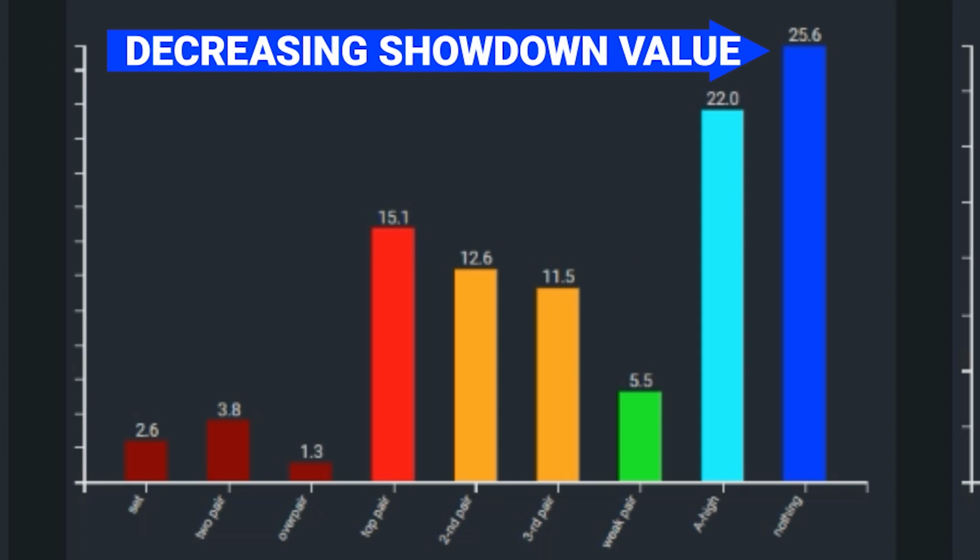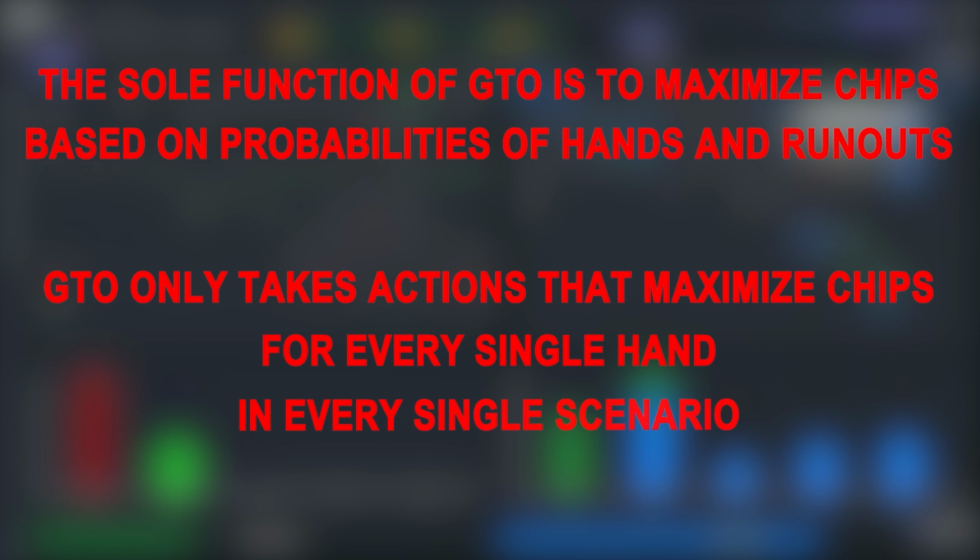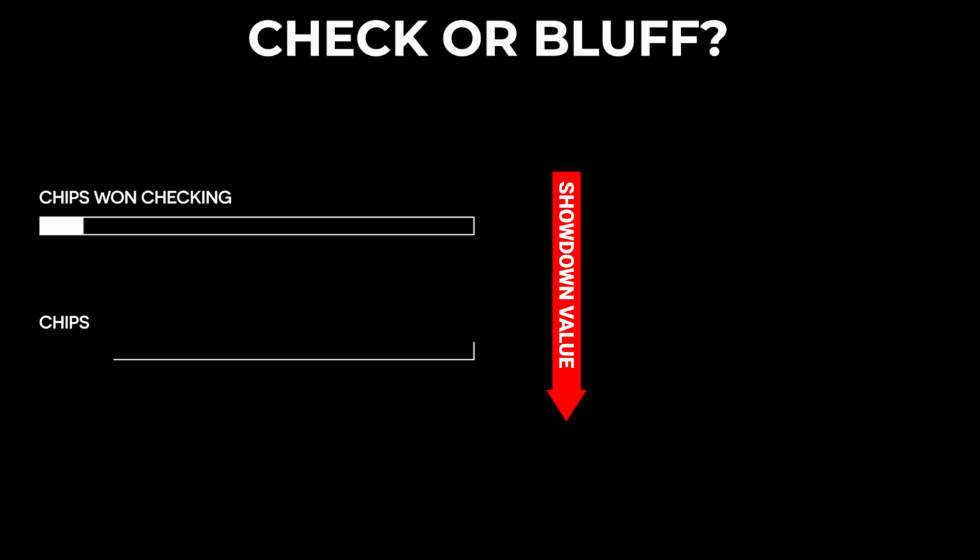immediately. So a flush has a higher showdown value than a pair, and a pair has higher showdown value than ace high, and ace high has higher showdown value than king high, and so on and so forth. Generally speaking, the lower the showdown value our hand has, the more inclined we should be to bluff it. Recall that in our last video we mentioned that GTO's sole function is to take the actions that will maximize chips on average. When deciding between betting and checking, the lower the showdown value of our hand, the lower the amount of chips we'll likely win by playing passively through checking, which in turn means that in order for bluffing to be the action that wins the most chips, the threshold will be relatively low.